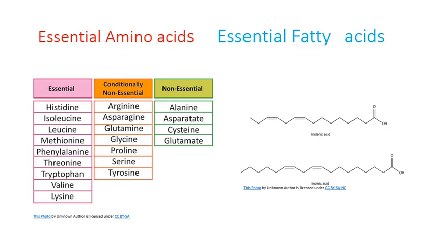When we are taking proteins, we have to keep in mind the essential amino acids. Essential amino acids are those which are not synthesized in our body, and they should be supplied through diet. These are histidine, isoleucine, leucine, methionine, phenylalanine, threonine, tryptophan, valine, and lysine. You can also see essential fatty acids, such as linolenic fatty acid, which are also very essential. As they are not synthesized in our body, they should be supplied through diet.